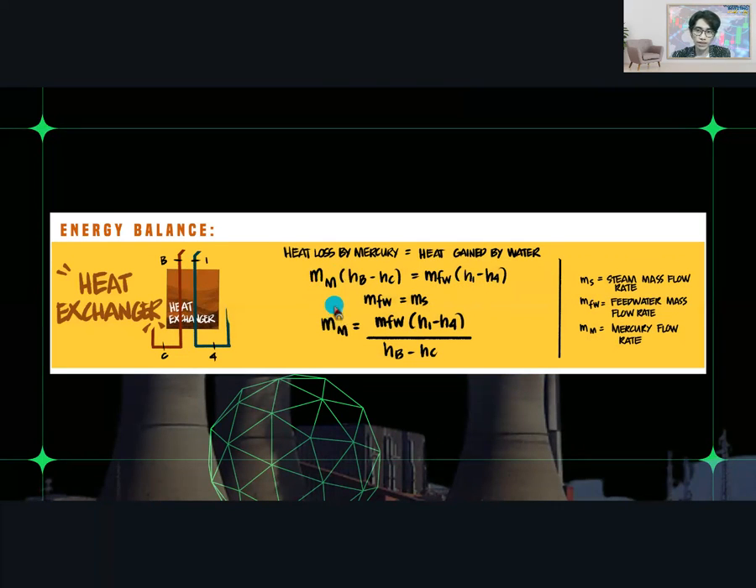So ito, m_m is the mercury flow rate times (h_b minus h_c) equals m_f, the feed water mass flow rate, times (h_1 minus h_2), where feed water mass flow rate is equal to steam mass flow rate. Whereas the mercury flow rate is equal to feed water mass flow rate times (h_1 minus h_4) over (h_b minus h_c).